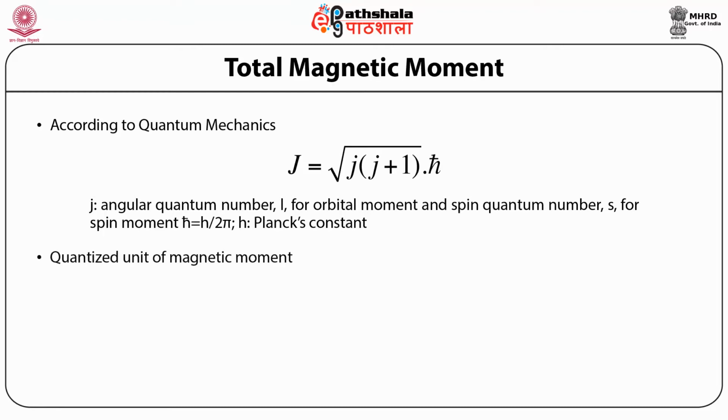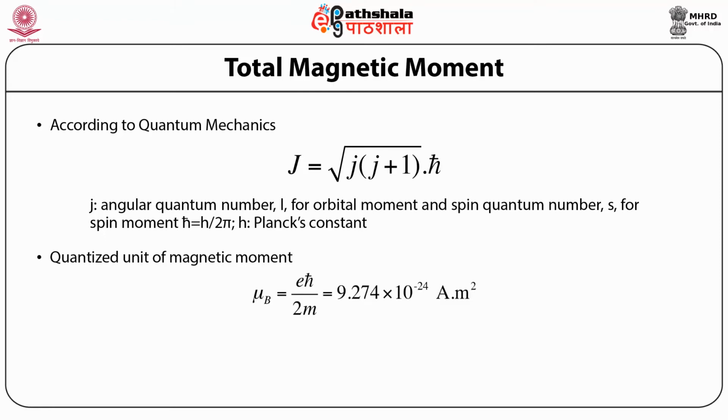Since the magnetic moment is now quantized as a result of angular momentum being quantized, for an electron we can define a basic quantum unit of magnetic moment as the Bohr magneton, that is mu b, which is given as mu b is equal to e h cut upon 2m. On substituting the values of e, h cut and m, we get the value of 1 Bohr magneton, which comes out to be 9.274 into 10 to the power minus 24 ampere meter square.